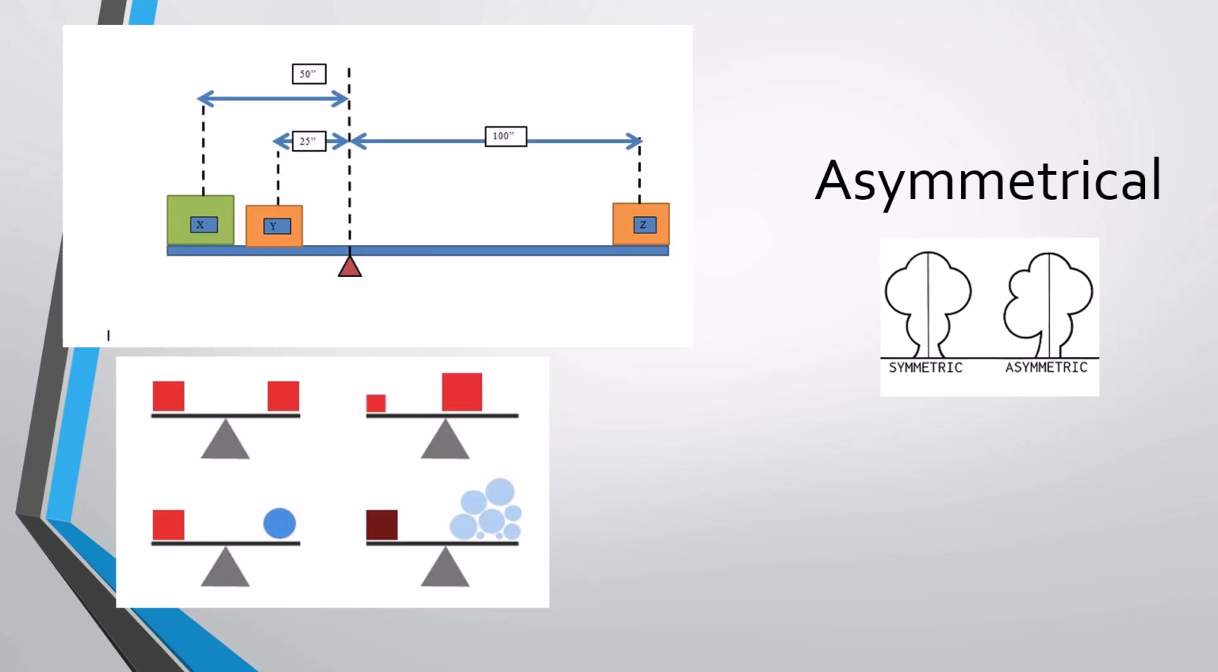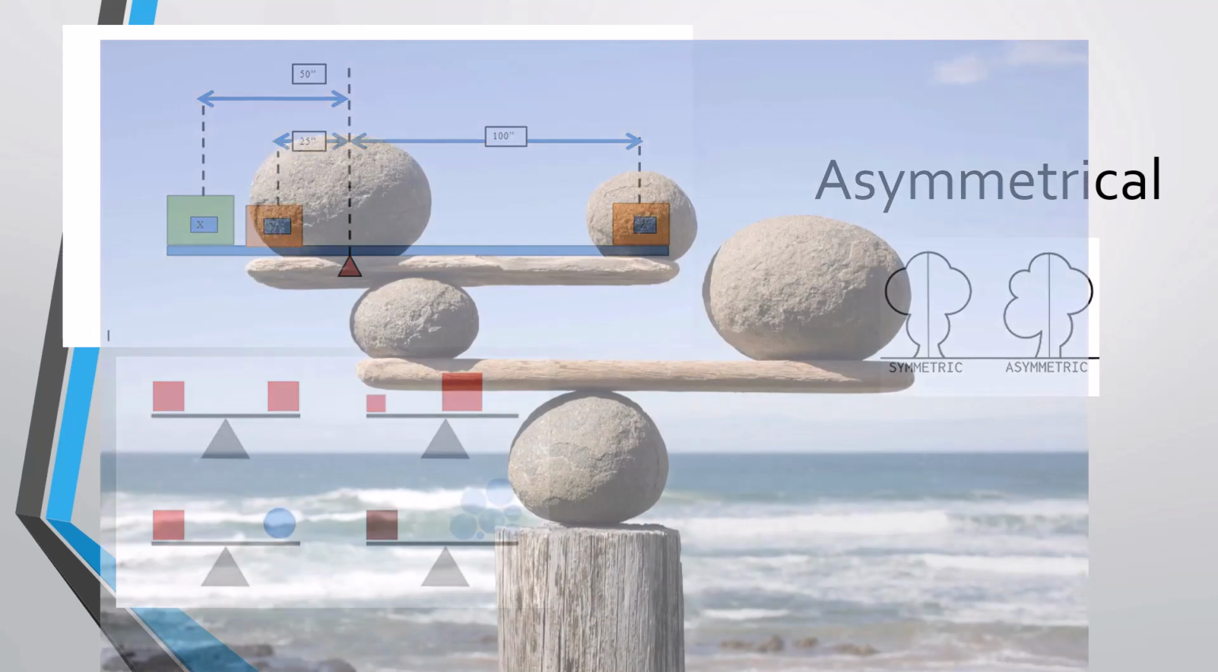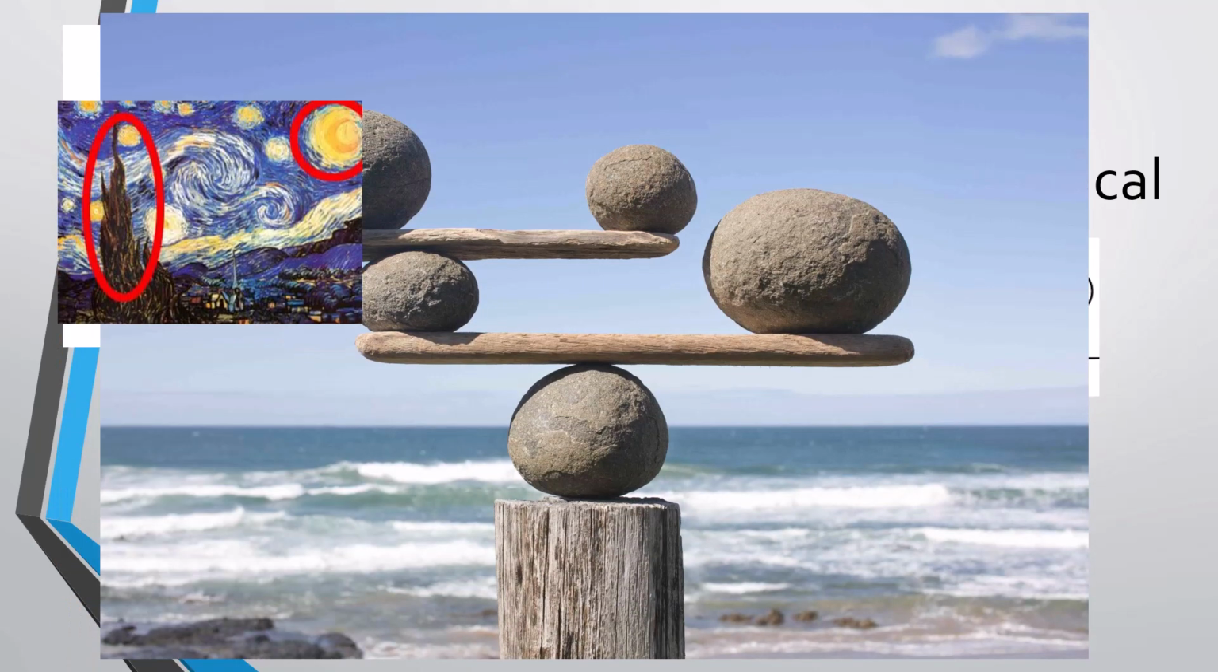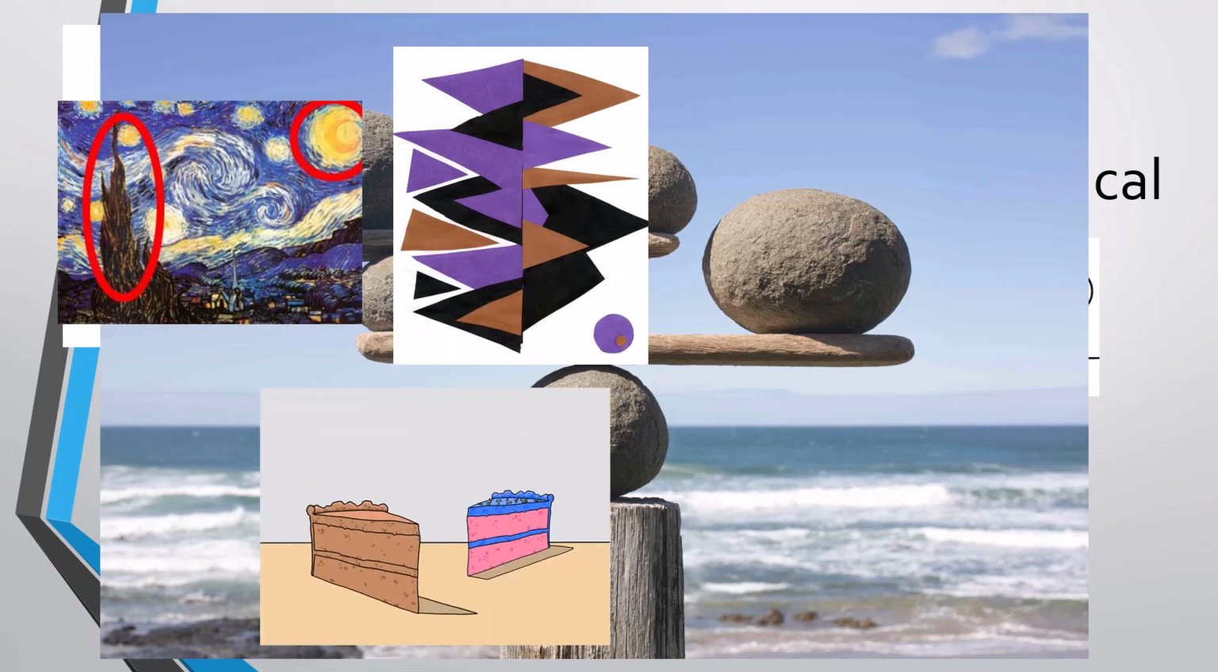Asymmetrical balance is informal, and it takes into account such qualities as hue, intensity, and value, in addition to the size and the value. All of these qualities have an effect on the apparent weight of the object in the piece. All of these are asymmetrical balance.